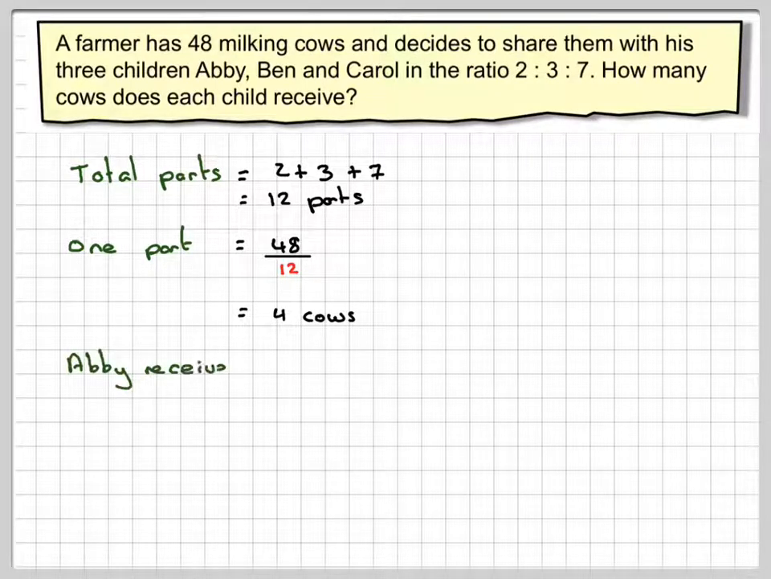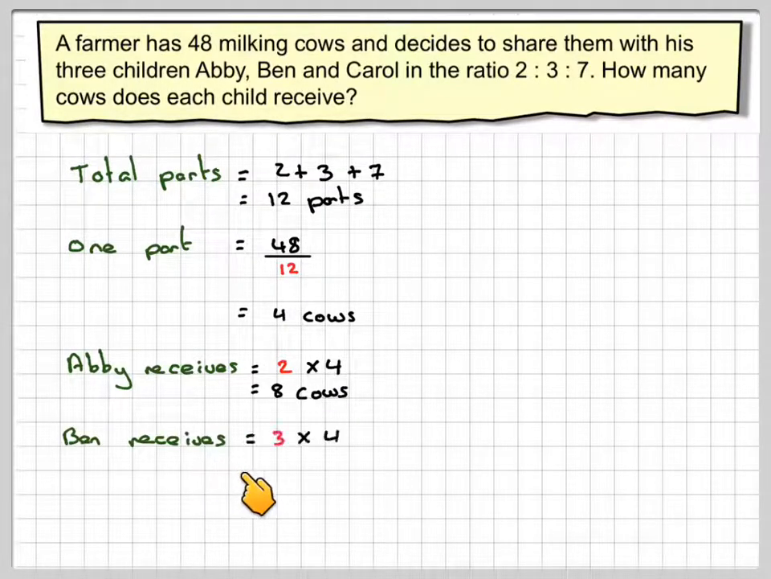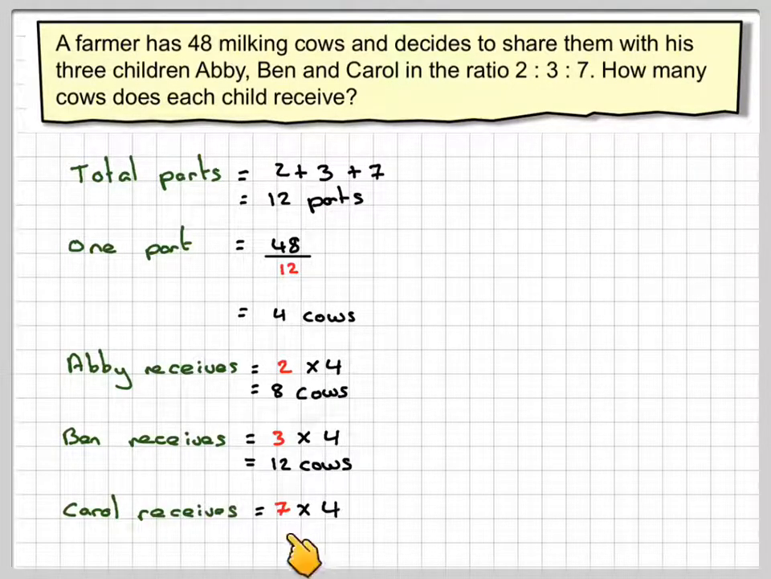Now Abby receives 2 parts, so that's going to be 2 times 4, which is 8 cows. Ben receives 3 parts, so it's going to be 3 times 4, which is 12 cows. And Carol receives 7 parts, so it's going to be 7 times 4, which is 28.